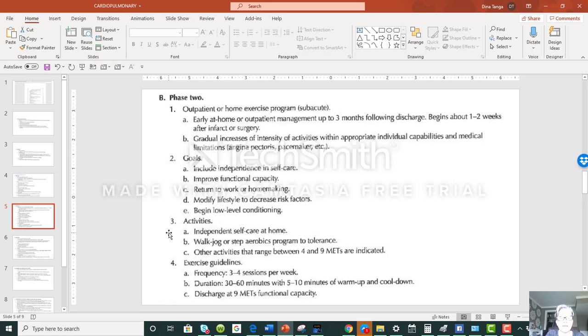Activities: independent self-care at home, walk, jog, or step aerobics program to tolerance. Other activities that range between 4 and 9 METs are indicated. Exercise guidelines: frequency, 3 to 4 sessions per week, duration 30 to 60 minutes with 5 to 10 minutes of warm up and cool down. Discharge at 9 METs functional capacity.